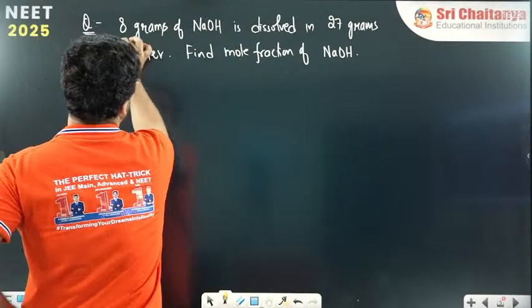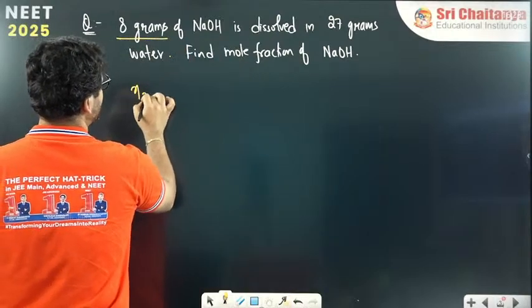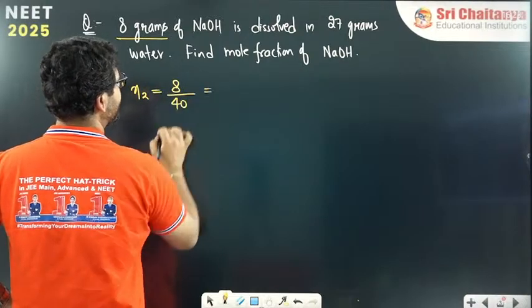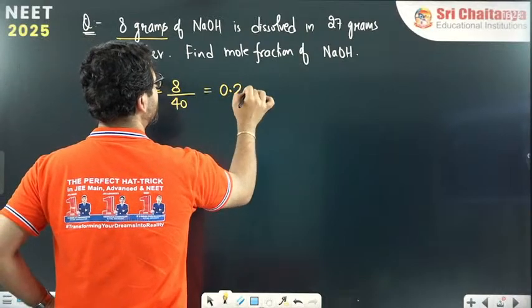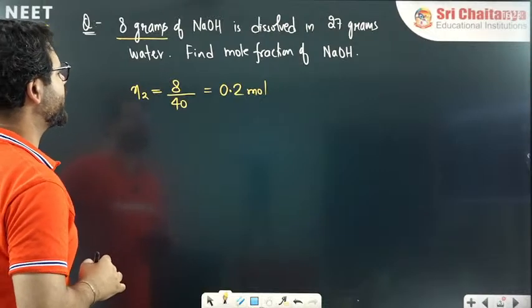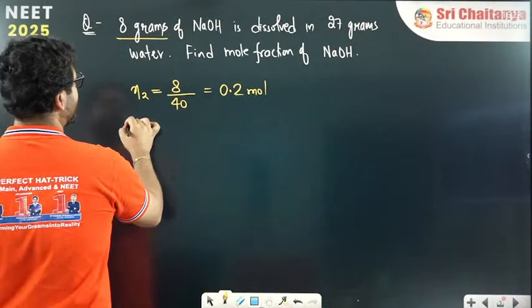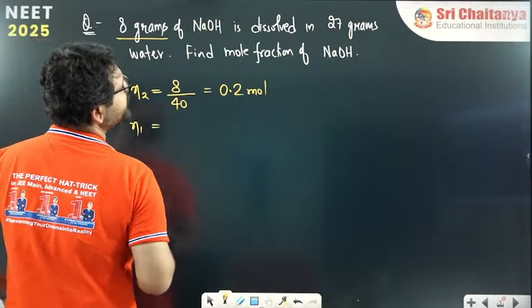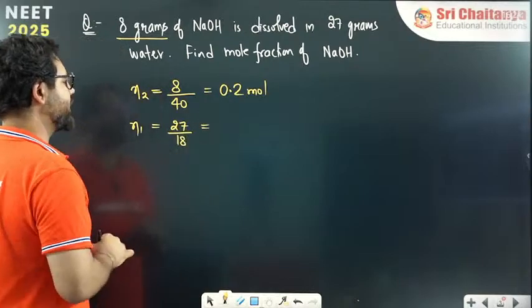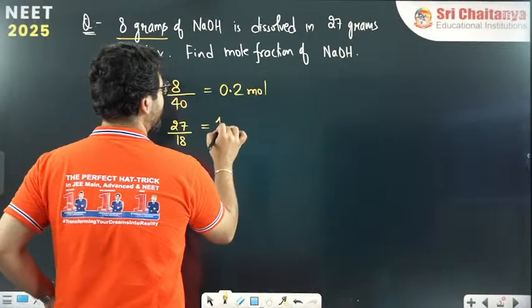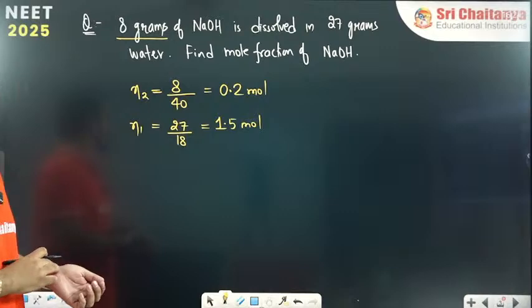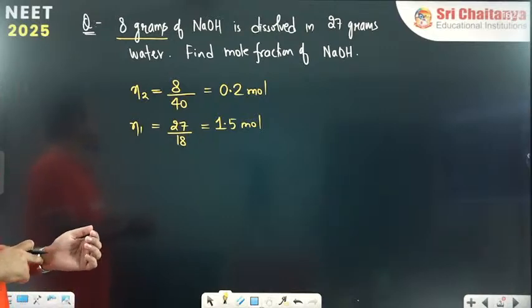8 grams of NaOH. So I can find the moles of solute. 8 grams by molar mass of NaOH 40 gram, so I have got 0.2 mole NaOH. And then moles of water, which is 27 grams by 18 gram. Molar mass of water is 18 gram, which exactly goes 1.5 times. So 1.5 mole of water.